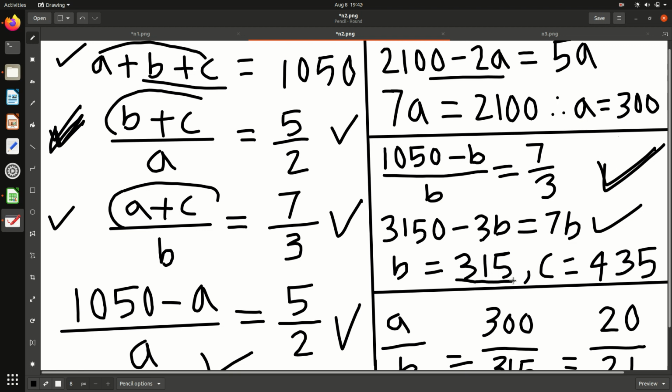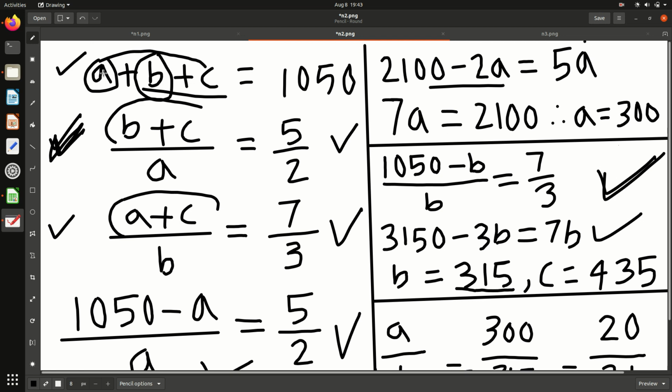Okay, so see how easily we got the value of a also and b also. Now we want only c. So if we got a and b, can we not get c easily using equation 1? So just put the value of a here and the value of b here. So c will be 1050 minus a minus b. So just do this: 1050 minus 300 minus 315. So c we will get 435. So you can see how easily we got the value of a, b and c.